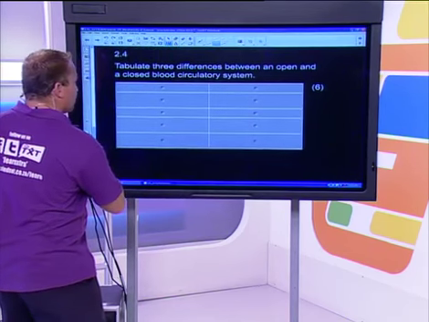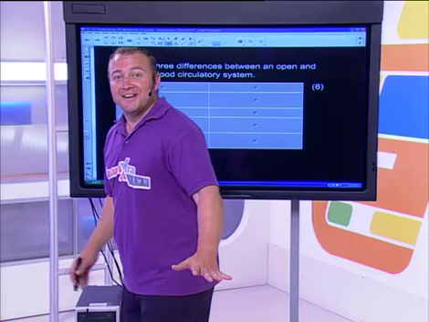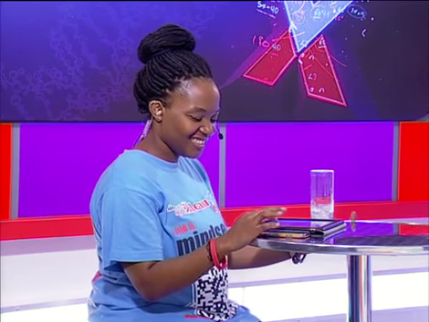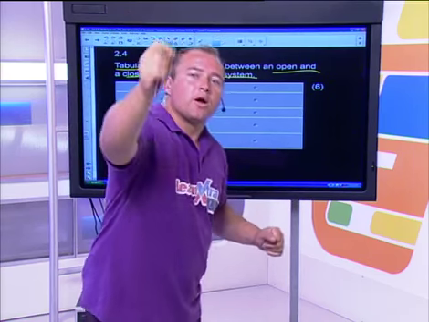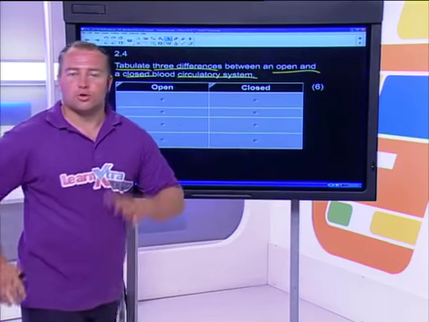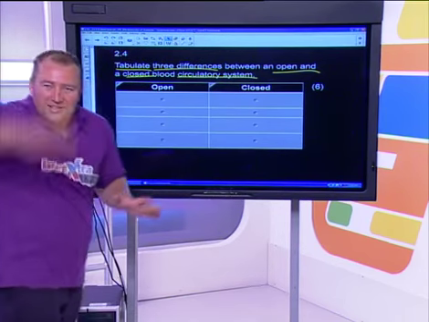The question is, tabulate, which means put in a table, first of all, okay? Seriously, I can't stand it when I say tabulate and they give point forms, right? Tabulate 3 differences, which means there are going to be 3 lines, between an open and a closed circulatory system. Now first of all, what will I put at the top of this table? First of all, we're going to have open and closed, right? What is the difference? Let's have a look at the open side.